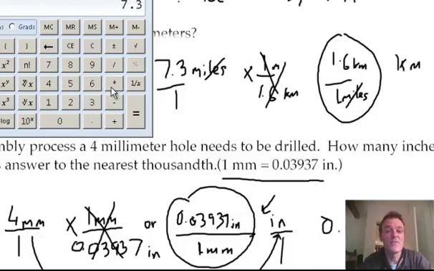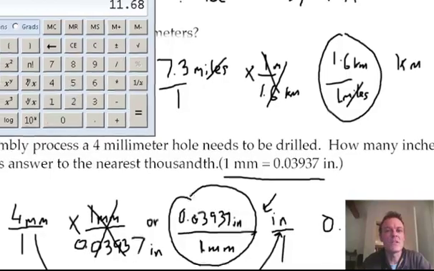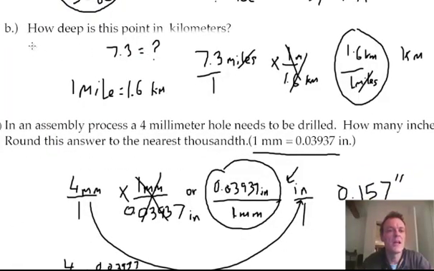Remember, you only ever divide or multiply. So 7.3 times 1.6 equals 11.68, so it would be 11.68 kilometres. And that's the 7.3 miles. So that's called unit fractions.